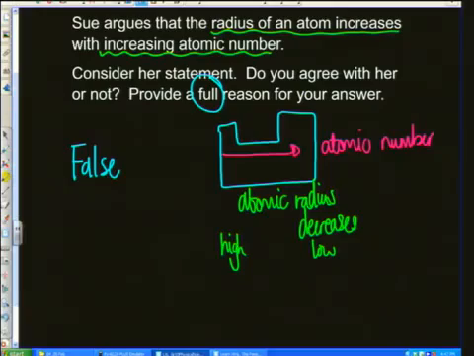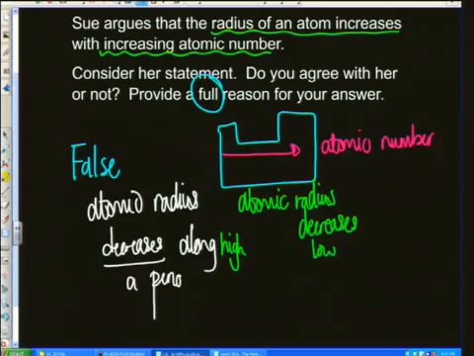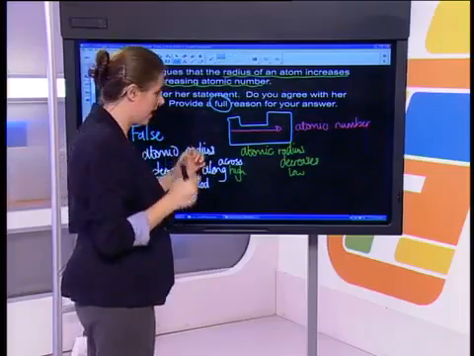And our reasoning there, and I want us to jot it down, is that atomic radius decreases, important keyword, along a period. Or maybe you want to say across a period. As you're going across, the atomic radius is getting smaller and smaller. Okay?